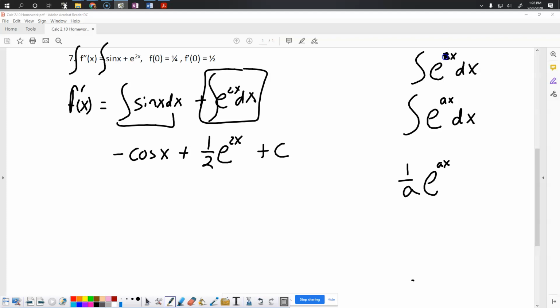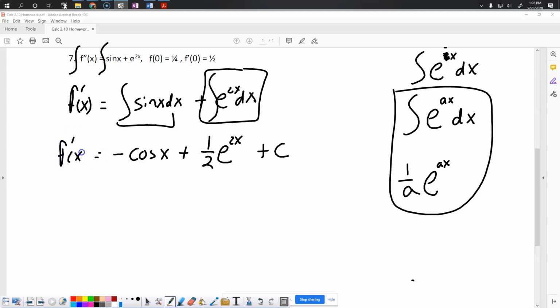You guys remember how it was like a -1 here? Well, in that case, your a is a -1, so you would just have 1 over -1, which is still just -1. It just changes the sign. So that's kind of the better rule to memorize right there. All right, so anyway, there's our f prime. Now we plug in our initial condition for f prime, which is 0 for the x.